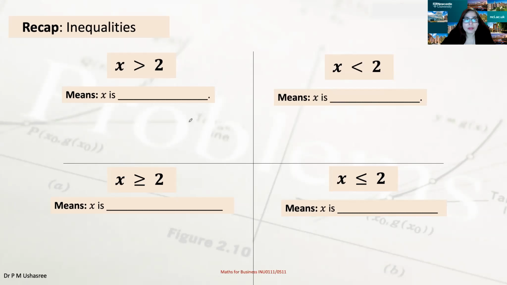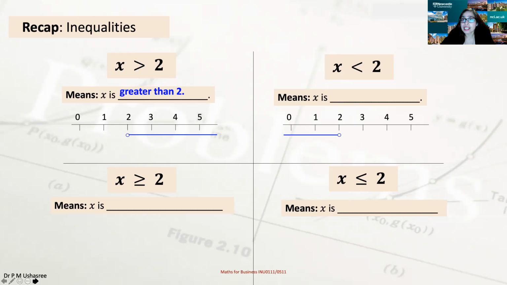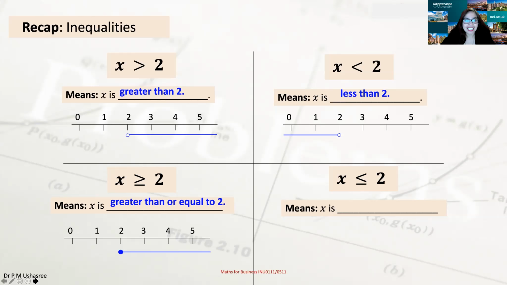I want you to pause the video and answer these questions. Very good, that's right. X is greater than 2, exactly. X is less than 2. Here, X is greater than or equal to 2, sorry. And in the last one, it is X is less than or equal to 2.